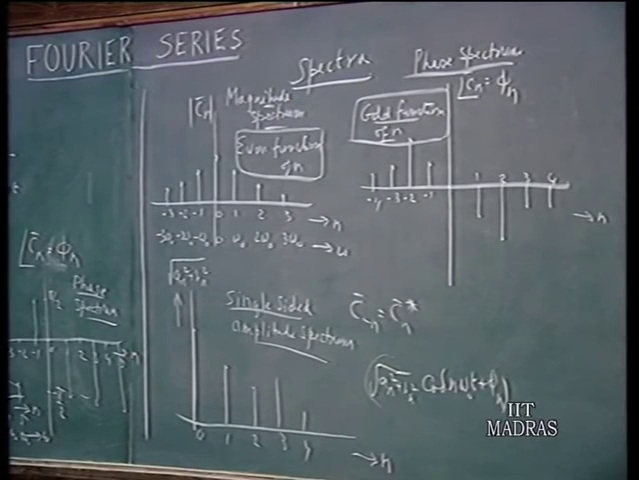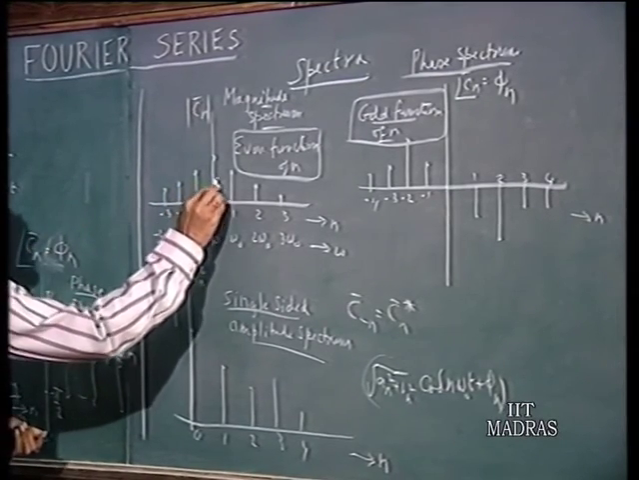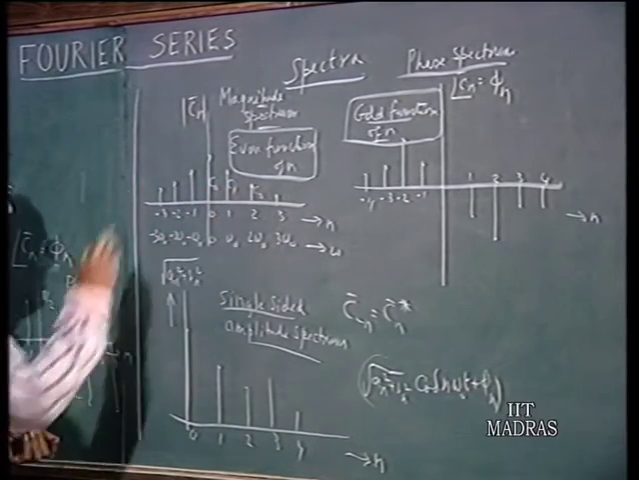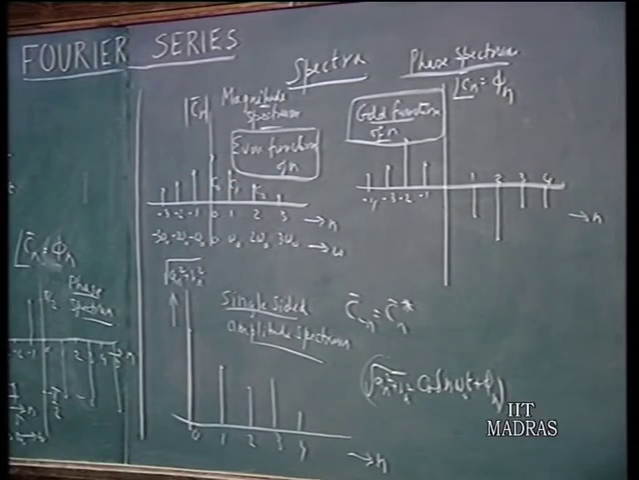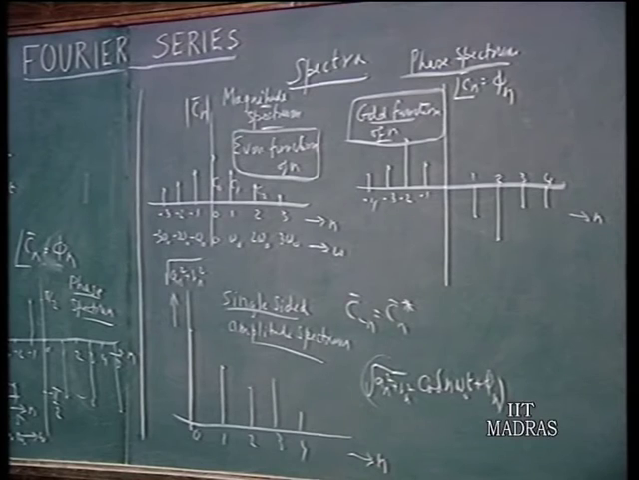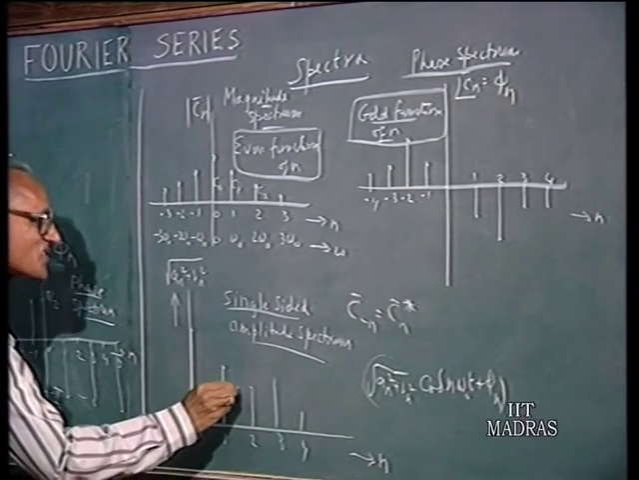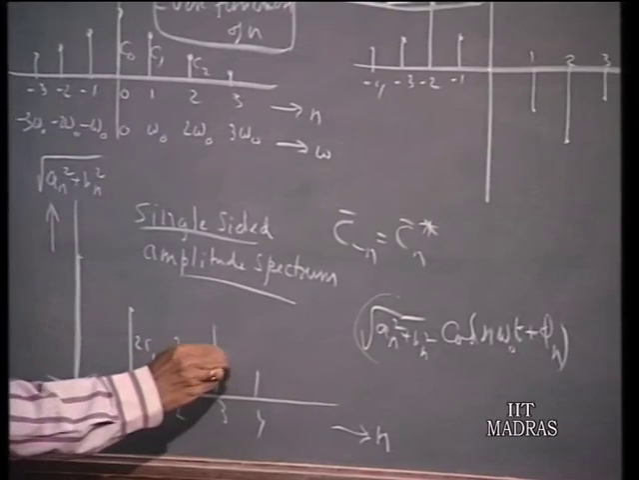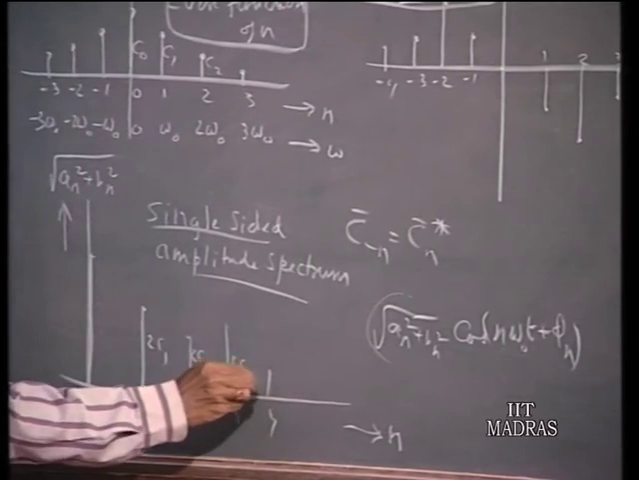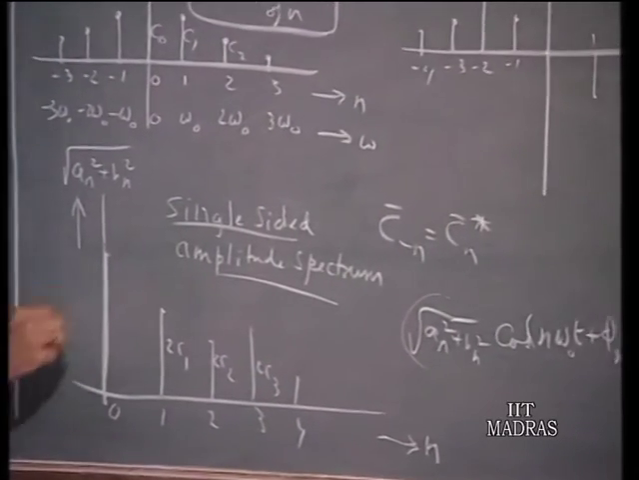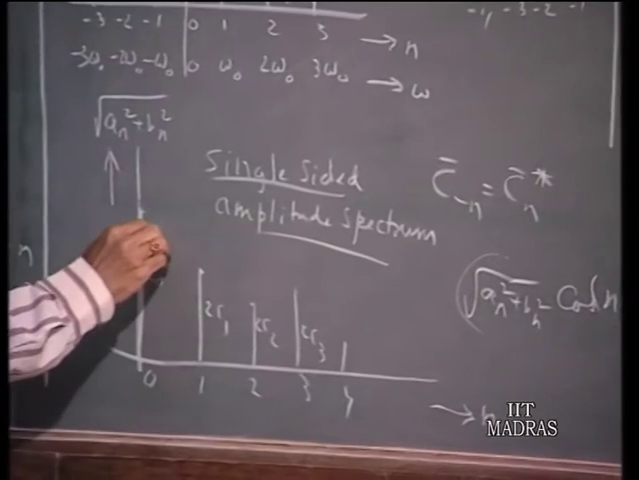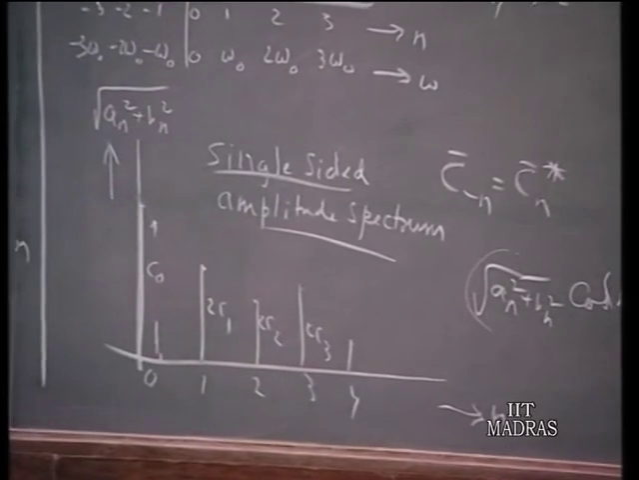You notice that if this is C0, this is C1, this is C2, when you go to the amplitude spectrum, the square root of an squared plus bn squared, as you know, is 2 times the magnitude of Cn. Therefore, this will be 2C1, 2C2, 2C3, etc. But the DC term will be the same, that is C0.